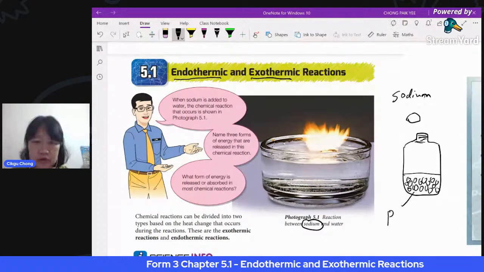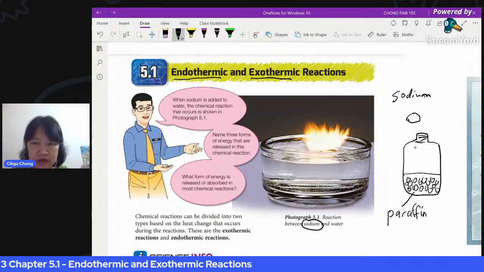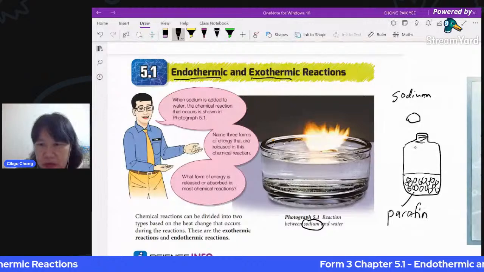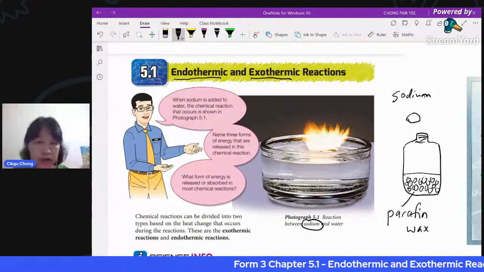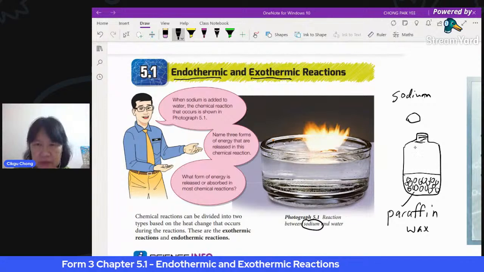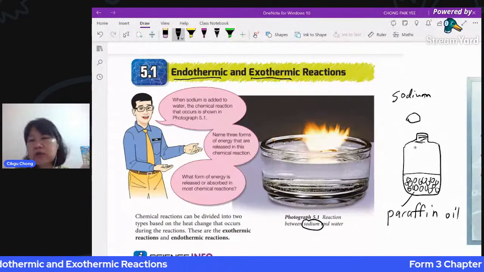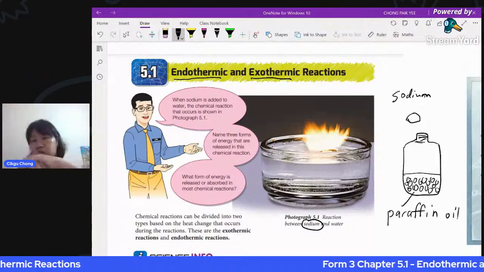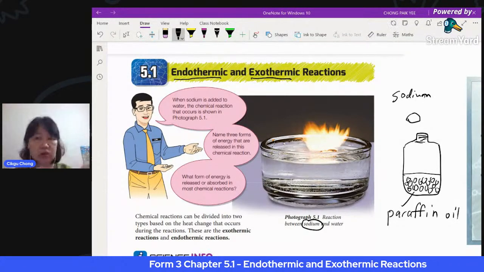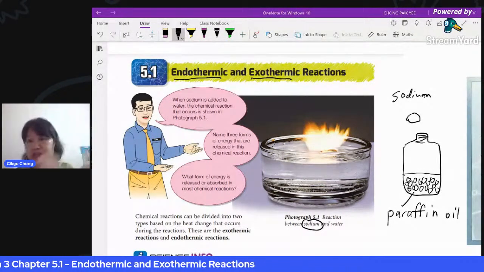Normally we use paraffin. Paraffin is a kind of oil, double F, I think. Paraffin oil. It's not wax, wax is solid. So paraffin oil makes sure you have a coating of oil here, so your sodium does not react with oxygen or water, because water moisture is in the air. So once you react, you see what happens?